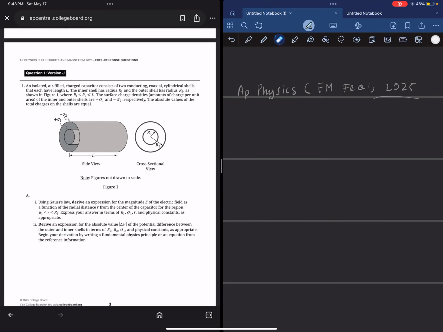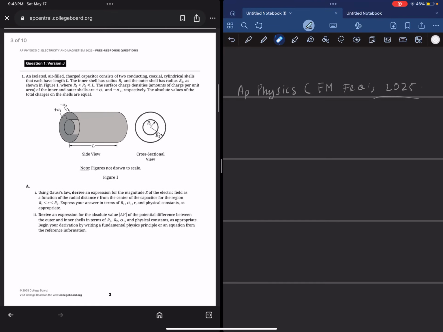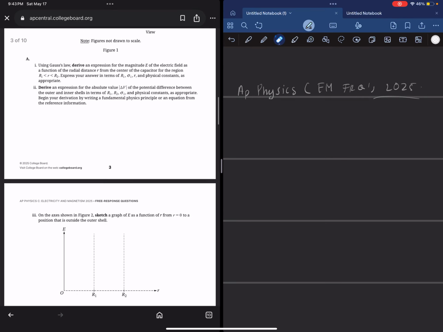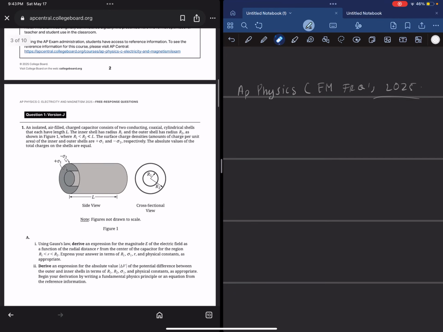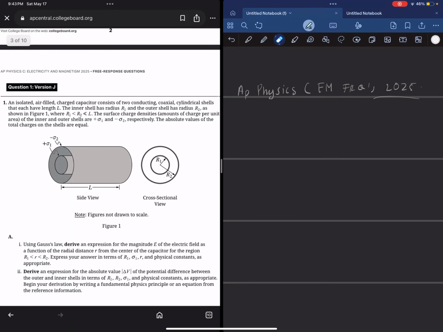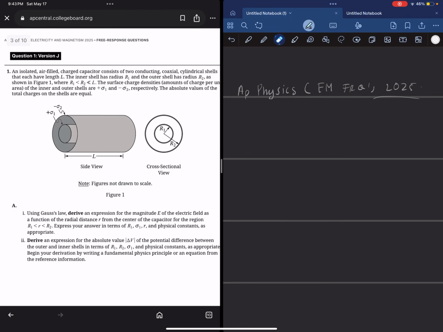Today we're doing the AP Physics C E&M FRQs. These are the released ones. They just released, so I'm going to be doing them. Number 1.